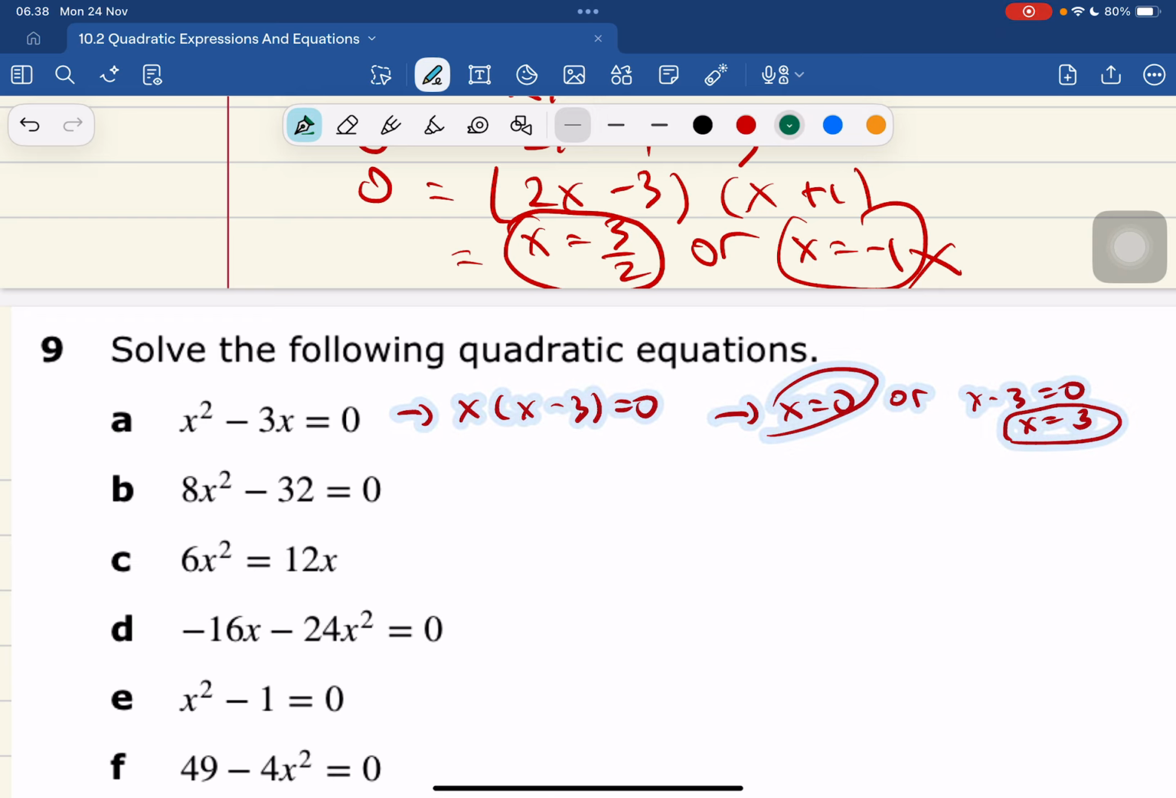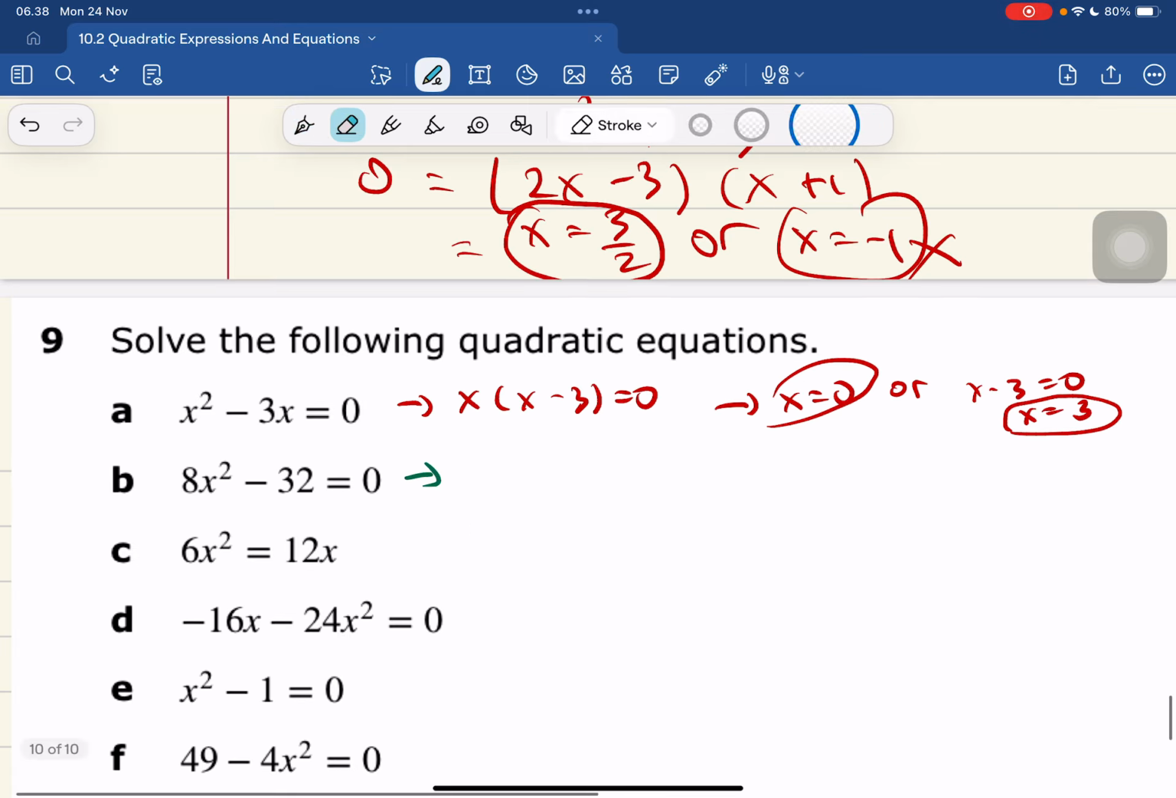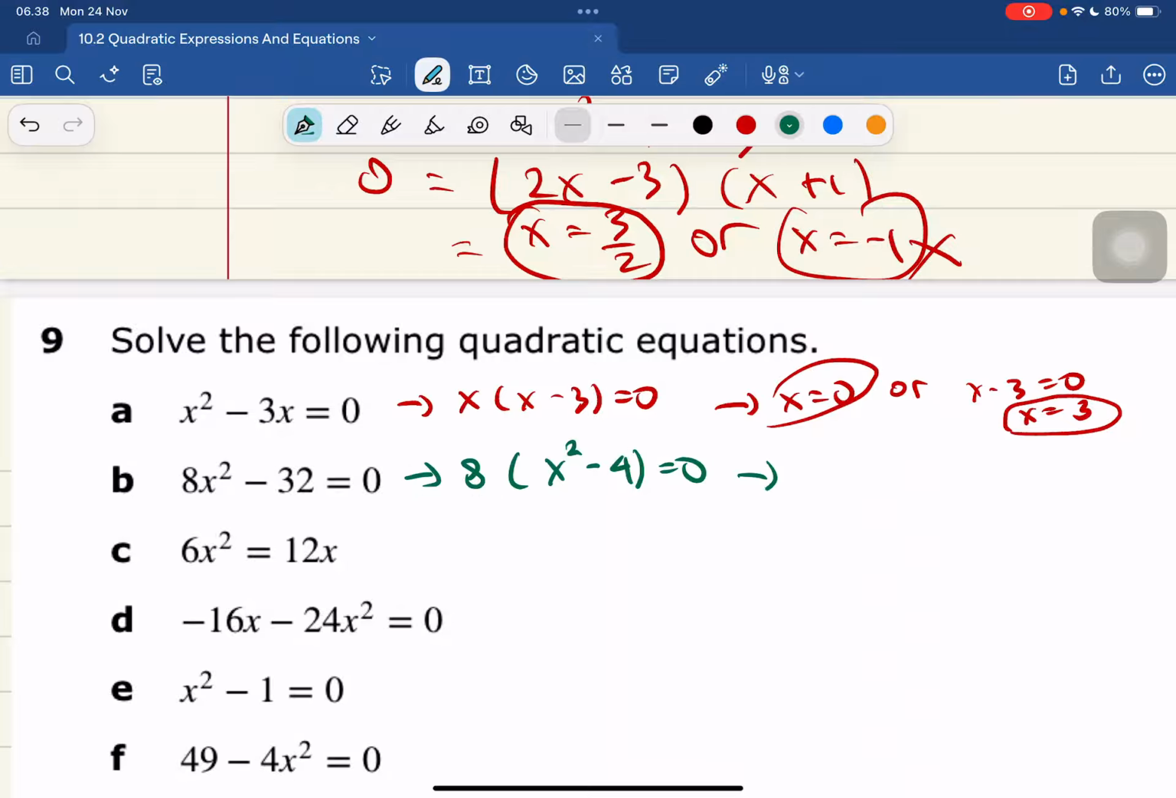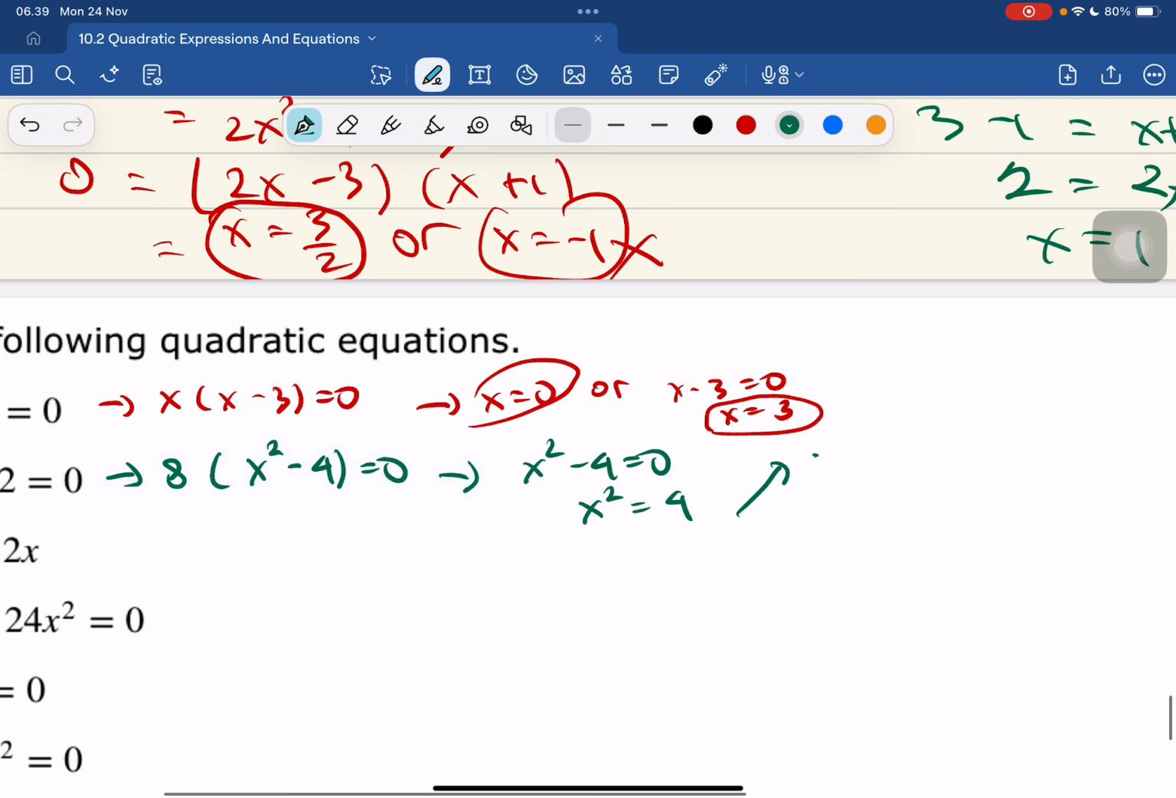Next, for b, we can factorize it. So 8x squared. Okay, so this will be 8, and then x squared minus 4 equals 0. So we can just write x squared minus 4 equals 0. So x squared equals 4. So x equals plus or minus the square root of 4. So first x is going to be 2, and then the second x is going to be minus 2.